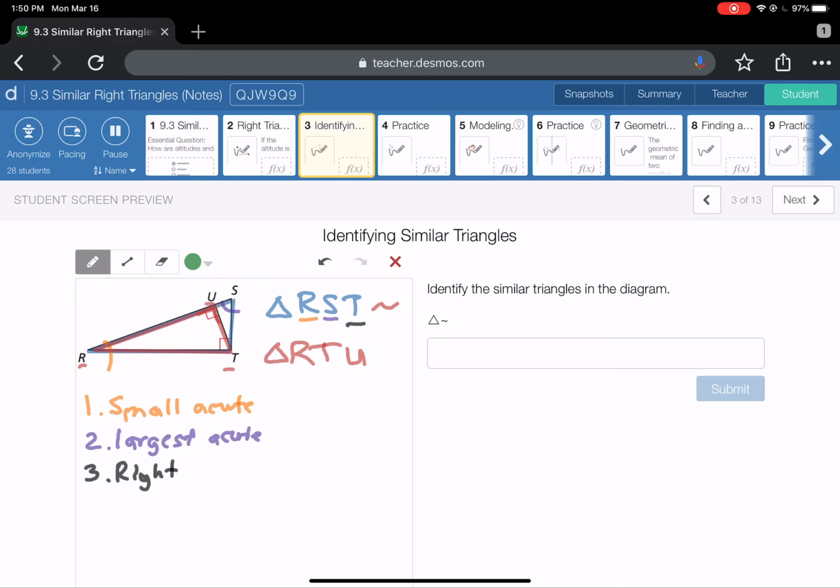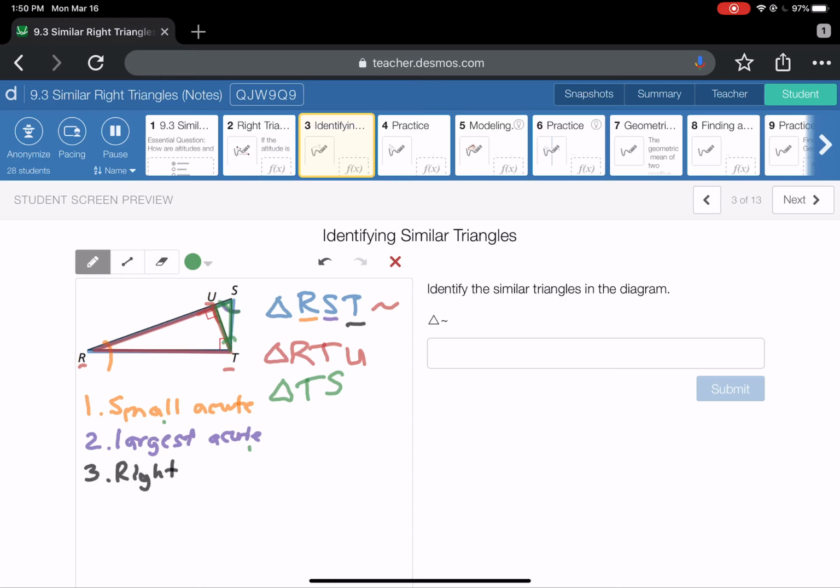And then our last triangle is this very small one up here in the corner, SUT. Now, I want to go back a little bit, but actually, let's just keep going. So here we're going to name the triangle. We're going to start with the triangle symbol. Small acute: which one is the smallest of U, S, and T? Well, here I can tell that angle T is the smallest angle. The largest acute is going to be S.